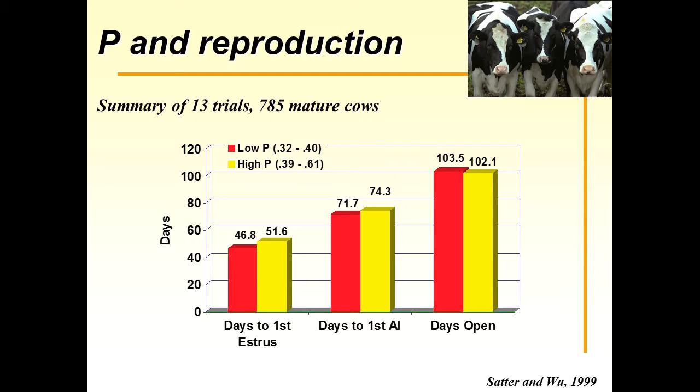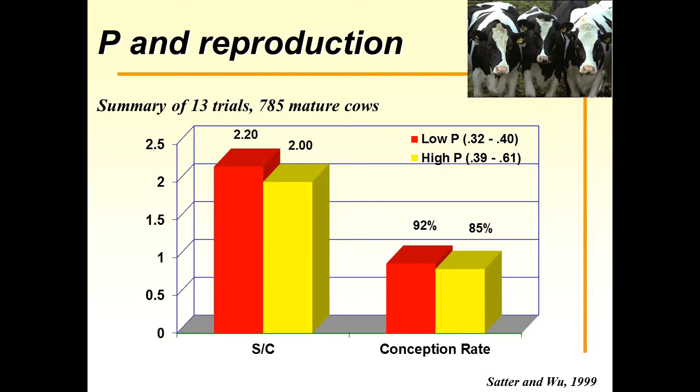There was no difference between the low and the high phosphorus diets in days to first estrus, days to first AI, no difference in days open between the cows across these studies who were fed low phosphorus or high phosphorus. There was no difference in services per conception. There were no differences in conception rate, again, between the cows in all of these studies who were fed low phosphorus compared to the cows in the same studies fed high phosphorus.